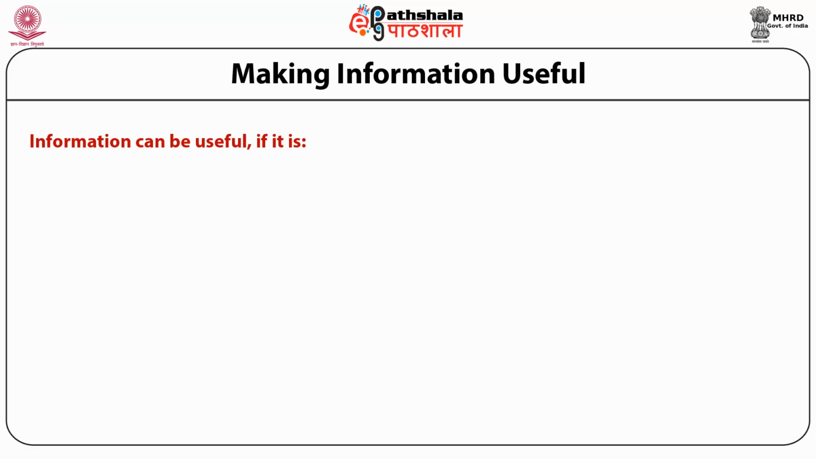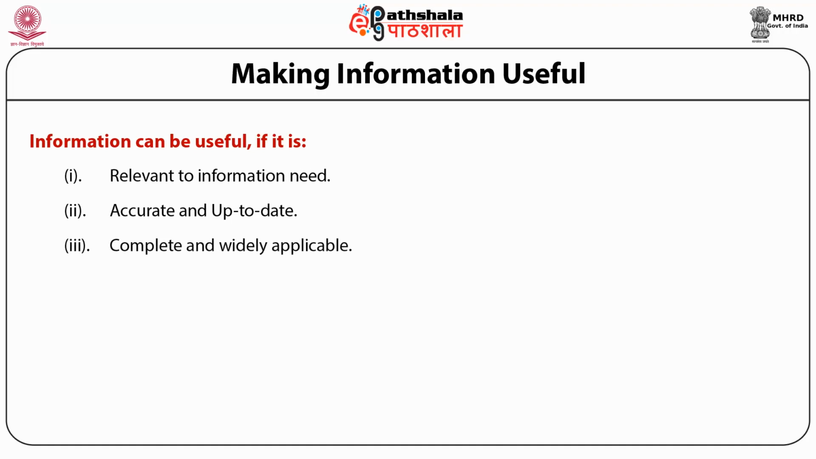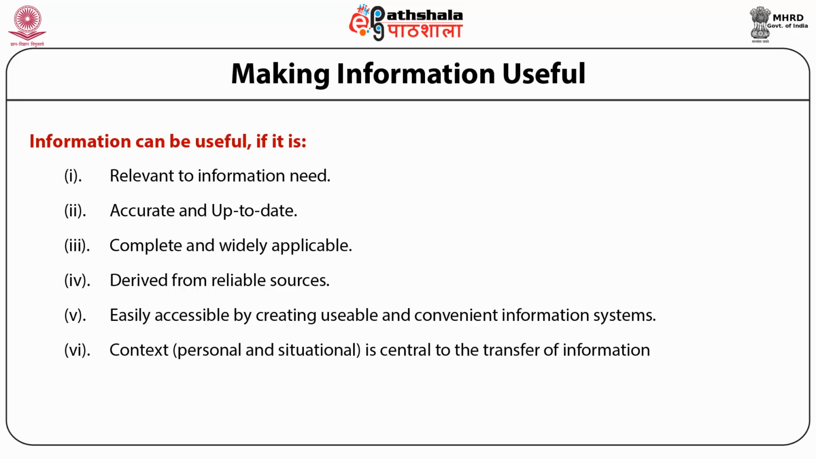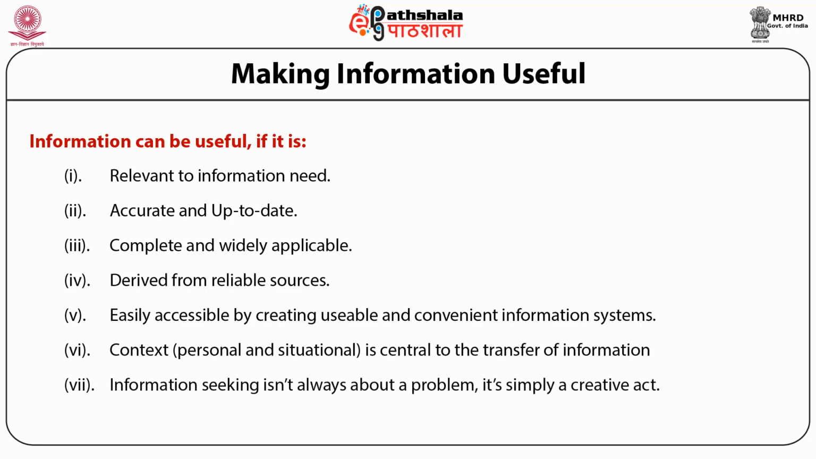Making information useful: information can be useful if it is relevant to information needs, accurate and up-to-date, complete and widely applicable, derived from reliable resources, and easily accessible by creating usable and convenient information systems. Context, personal and situational, is central to the transfer of information. Information seeking isn't always about a problem, it is simply a creative act. Information can be presented in usable formats and packages.